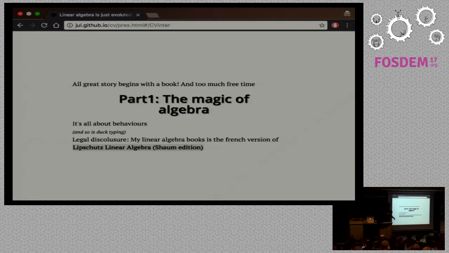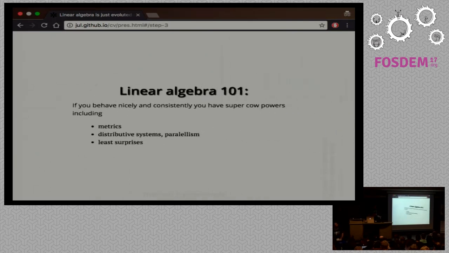Every story begins with too much time on your hands and a book. Sorry for the English speakers, but remember that in mathematics, we don't care about what is written. So you will have a mathematics book that is written in French, but all the formulas are in English, don't worry. The book is called Lipschutz Linear Algebra, and I thought, oh, fine, it's looking fun, with definitions and fun that only I understand.